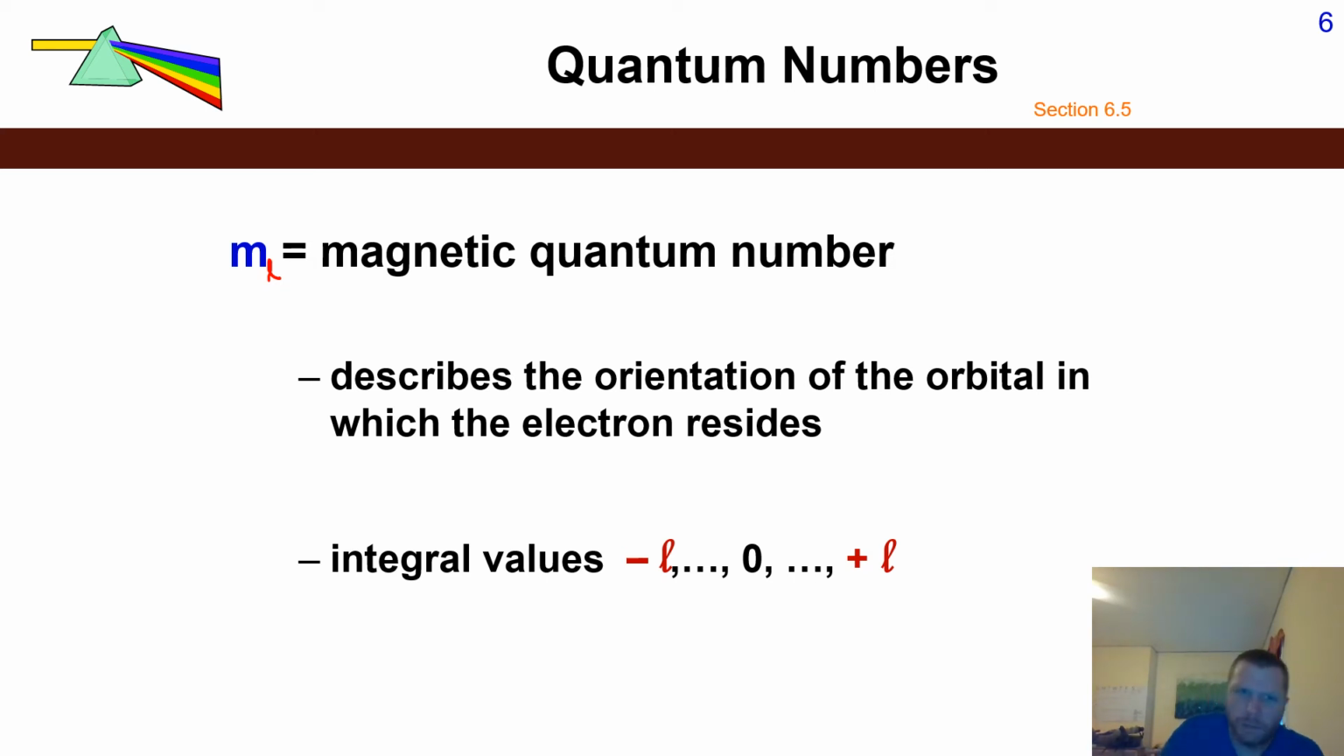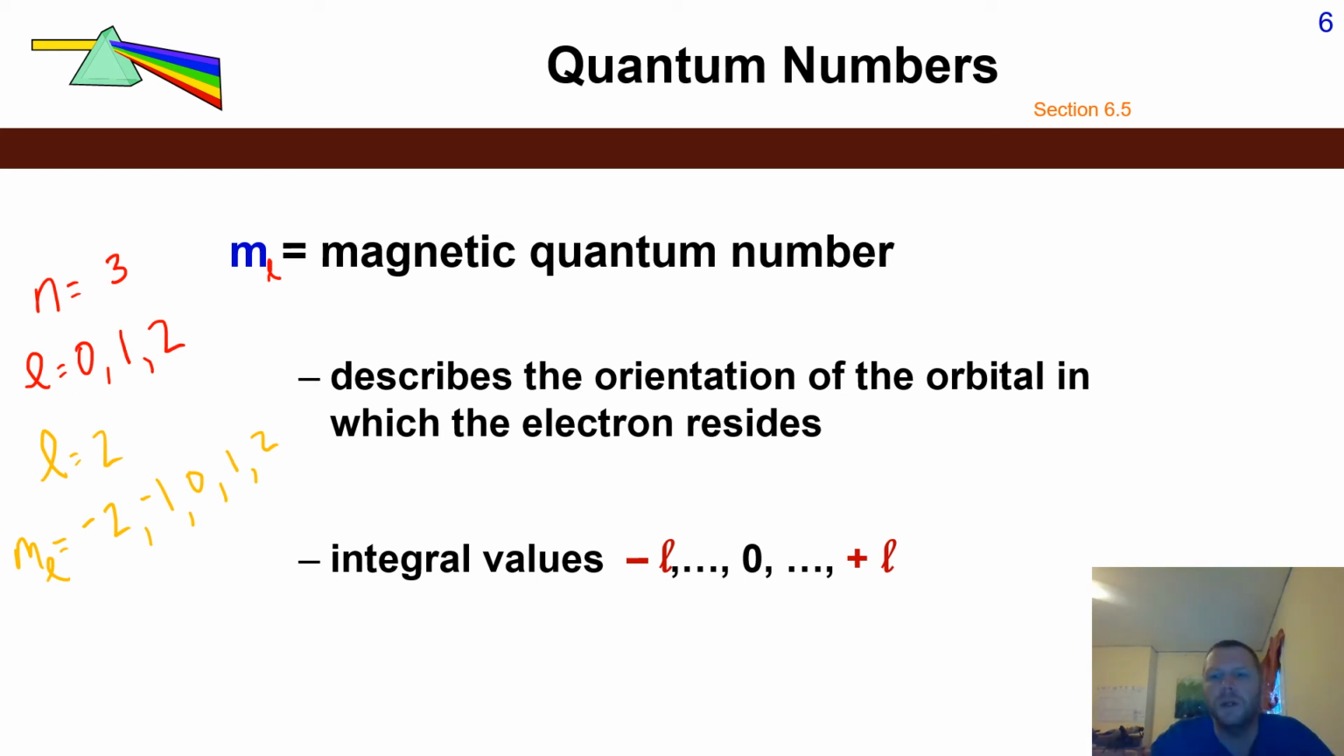So, a hypothetical situation, let's say that n equals 3. Then L could be 0, 1, or 2. Okay, now let's take this L equals 2 situation. If L equals 2, then what could my m sub L value possibly be? It could be -2, it could be -1, it could be 0, it could be +1, it could be +2. Okay, so it's important to understand those ranges and those possible values.